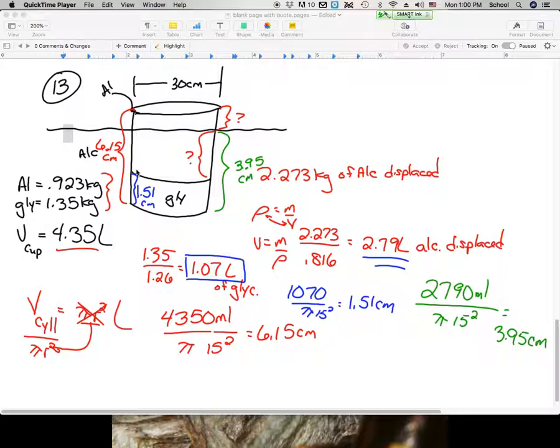So if I take the green number minus the blue number, that'll tell me how much is between the two levels. And if I take the red number minus the green number, that'll tell me how much is above the top.